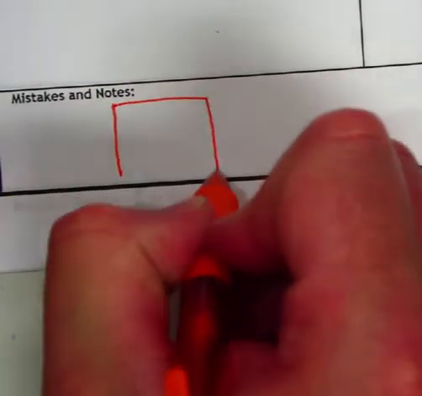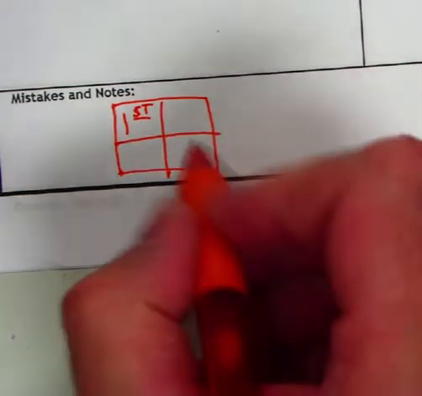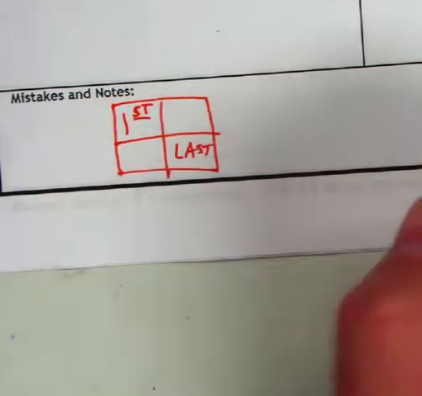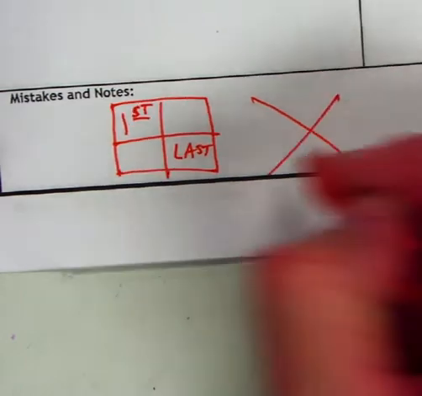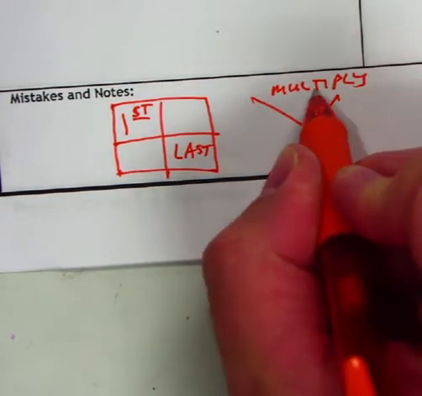box or whatever, but I go ahead and I put the first number in the first box. The first number goes here. The last number goes in the last box. Then I multiply those two together. So multiply those two together. And that number goes on the top of the box.